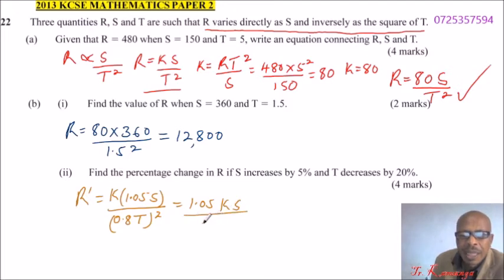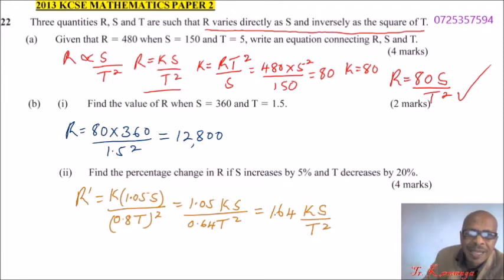You divide by... when you square 0.8 you get 0.64 t squared. You divide 1.05 by 0.64, you'll be able to get, that is 1.64, that is to two decimal places. You divide by t squared.